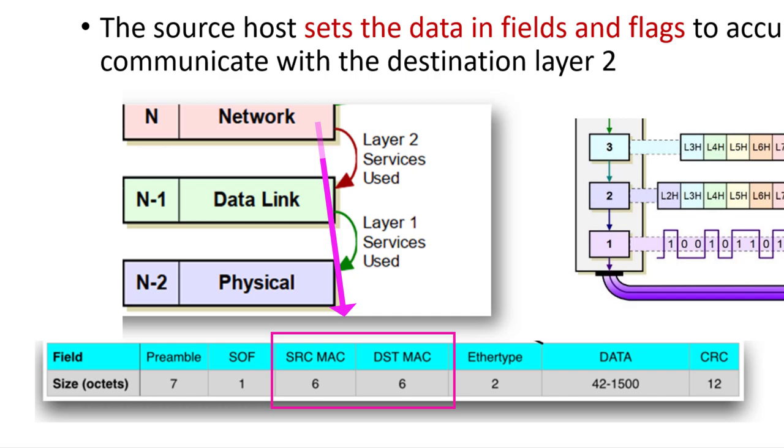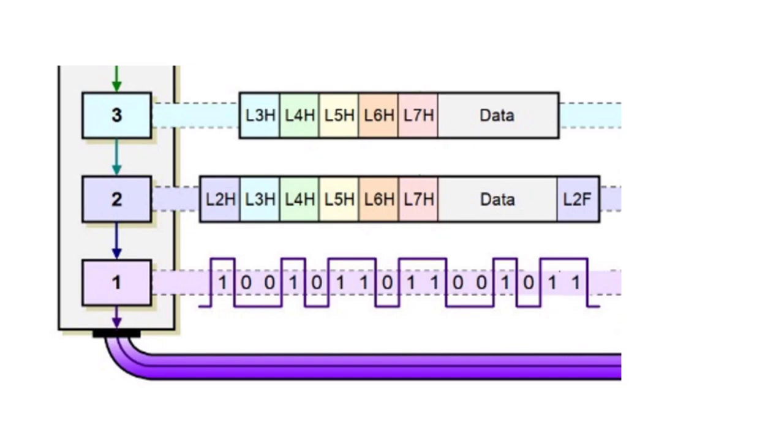Now, layer 2 still has control of some of this information in the frame, such as the preamble and the start of frame. That's all used for frame synchronization. That's done predominantly by layer 2, and then the CRC value, which does the error detection and error correction, is at the end of the frame. Then that's sent down and transmitted to layer 1, and then sent across the media.